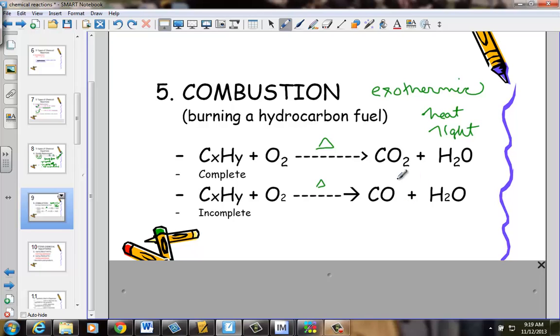We produce carbon monoxide and water. So if the oxygen is in insufficient quantities, notice how we stop at CO, carbon monoxide, and water. If the ratio of fuel to oxygen is indeed perfect, carbon dioxide and water form. If the ratio of oxygen to the fuel is insufficient, you stop at carbon monoxide and water.